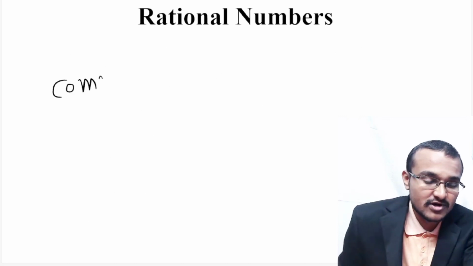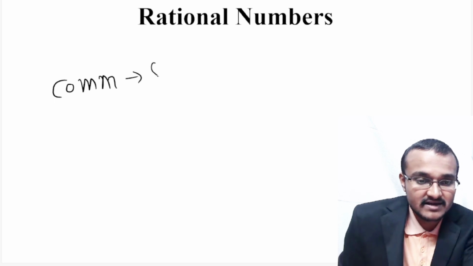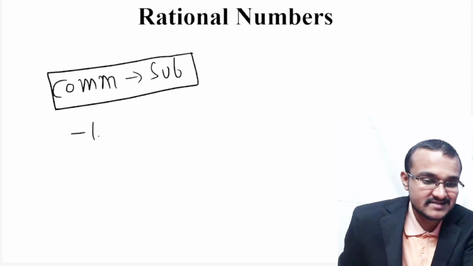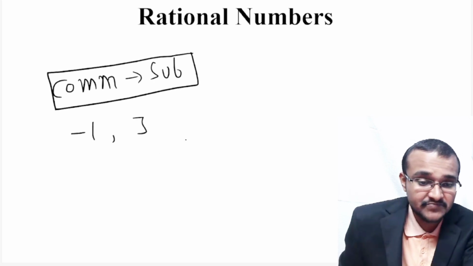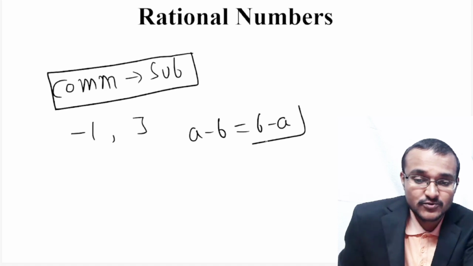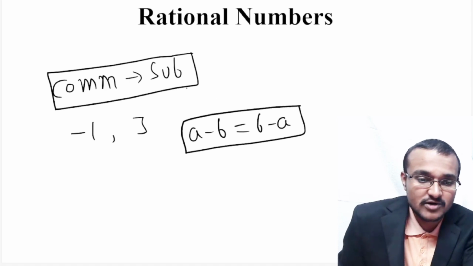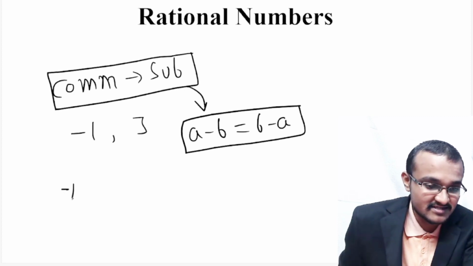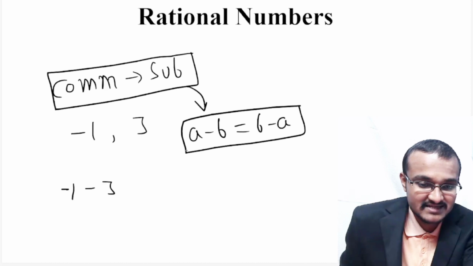Similarly, testing commutative property for subtraction, let us test for these integers. So let us take the same example, minus 1 and 3. If a minus b should be equal to b minus a, only when this condition is satisfied will the commutative property under subtraction be satisfied for integers. Now minus 1 is one integer and 3 is another integer. So minus 1 minus 3, that is a minus b, will be equal to minus 4.